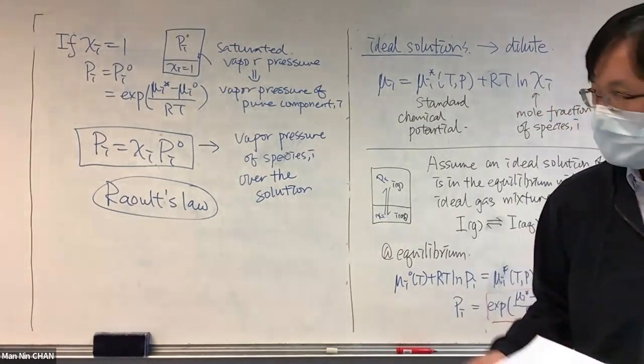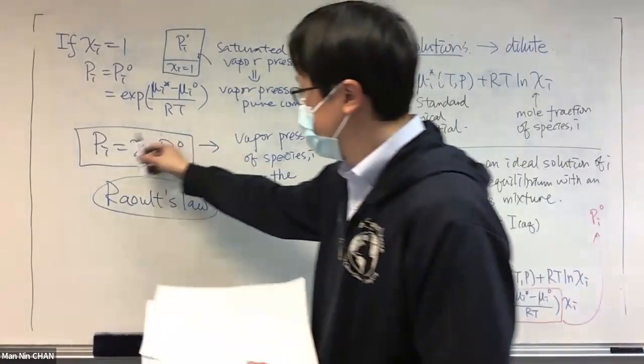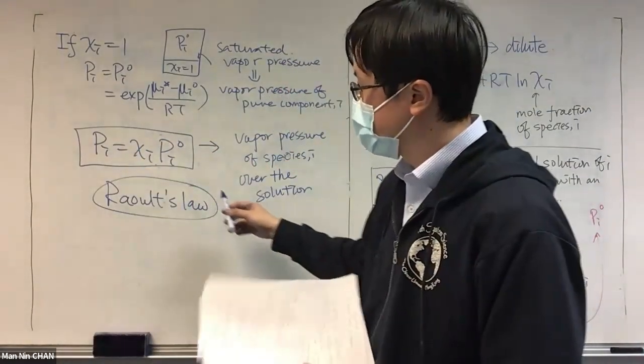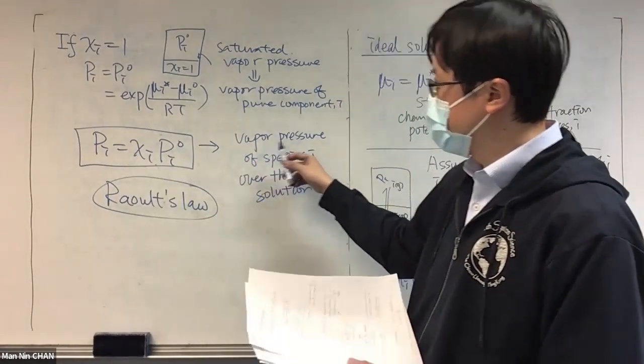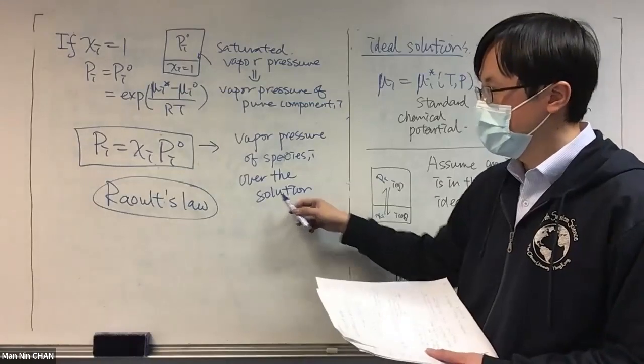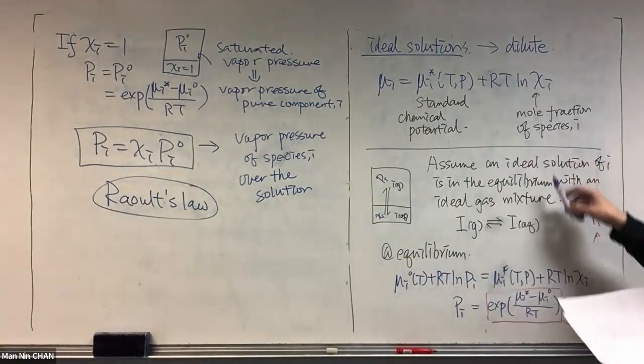Okay. So now we'll go back to this equation. You can see this equation, right? I think we have seen this before. We call it Raoult's law. So basically, it tells you the relationship between the vapor pressure of the species over the solution, if you know the concentration. So you can see we just present it in another way.